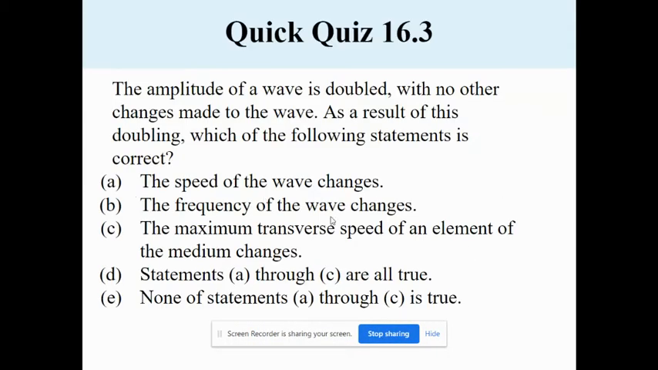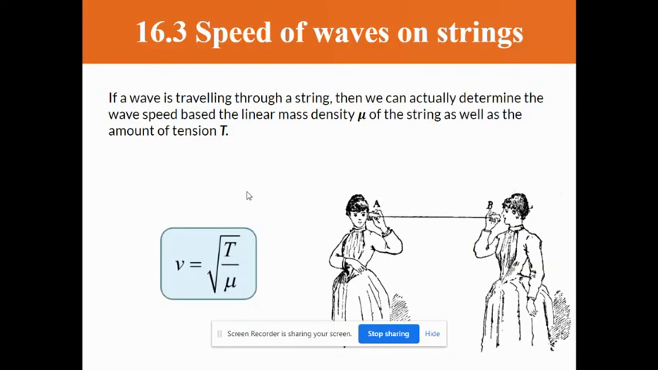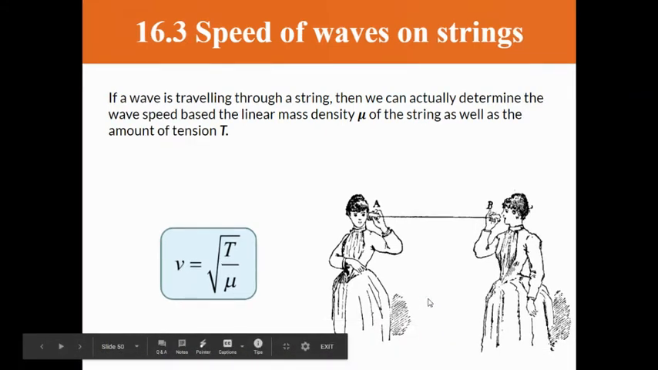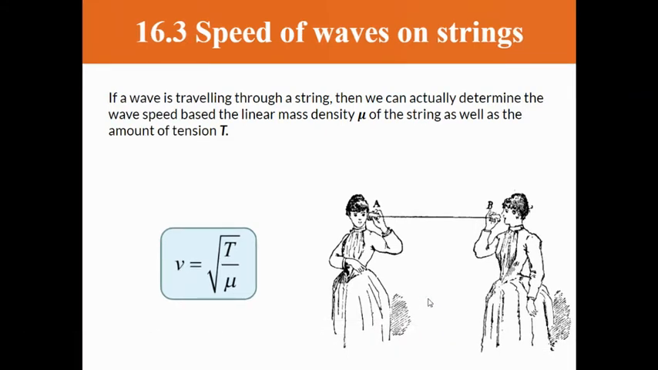Okay, hello everyone. This is the third in a series of lectures about chapter 16. The last thing we talked about was having a wave function to describe a wave in terms of its vertical displacement, or its displacement from equilibrium of each element, based on the position and the time that has passed.